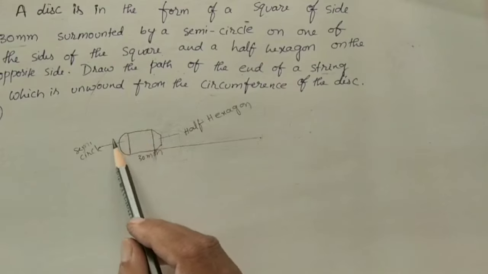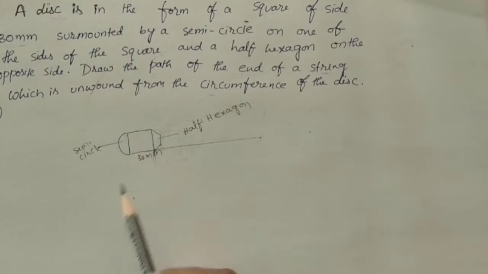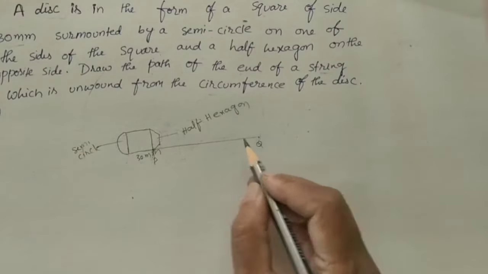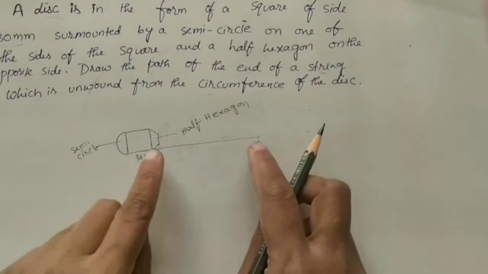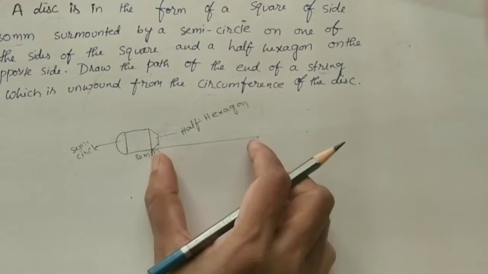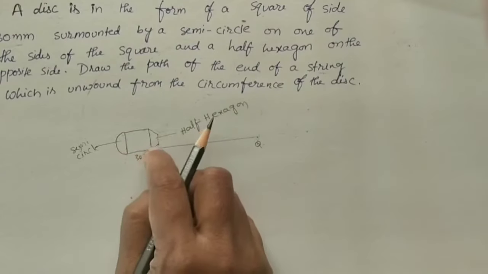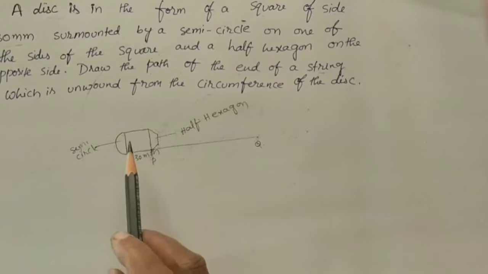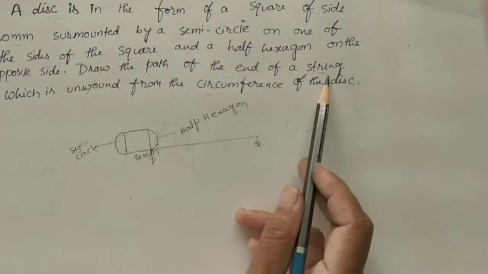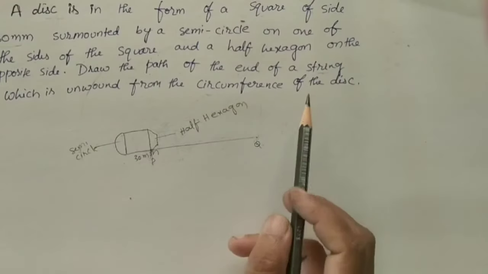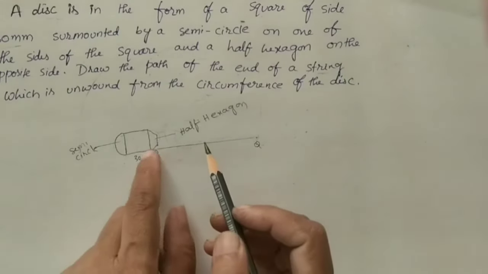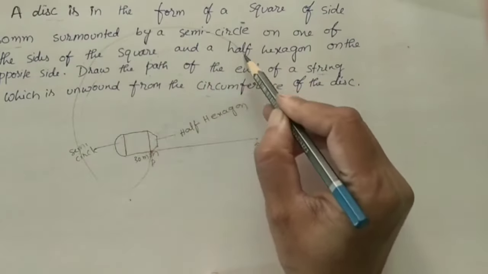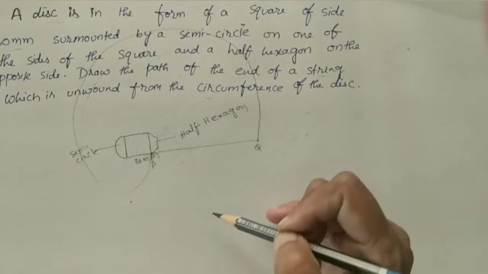Okay, if we wind it around, the starting point and end point of the string will come together here. Let us take this point as P and this point as Q. Both P and Q come at the same point. If we wind this string, the length is equal to the sum of all the lengths of the disc. Okay, P and Q come together here. During unwinding, we need to draw the path of the end of the string which is unwound from the circumference of the disc. After winding, I am taking point P as it is. I am fixing that point, and the next point comes like this during unwinding. It is called an involute.